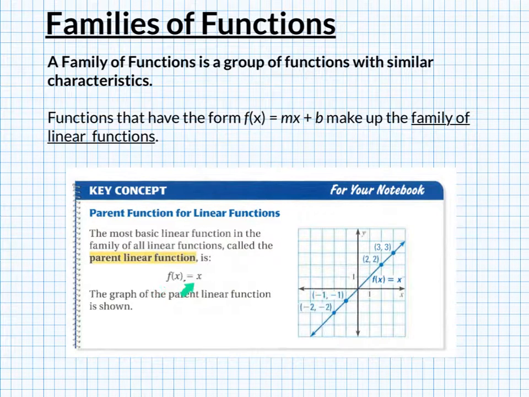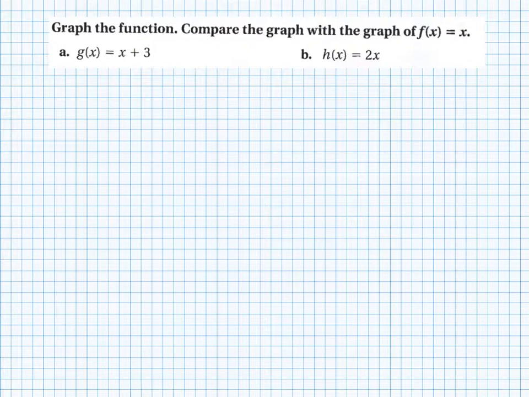This is the simplest version of a linear function, and the graph of the parent function, f of x equals x, is shown right here. Notice the y-intercept is 0, and we just go up 1 to the right 1, up 1 to the right 1, up 1 to the right 1. That's the most basic version of all of the types of lines that we've been graphing. Every other function we see in the family of linear functions is a different version of this parent function.